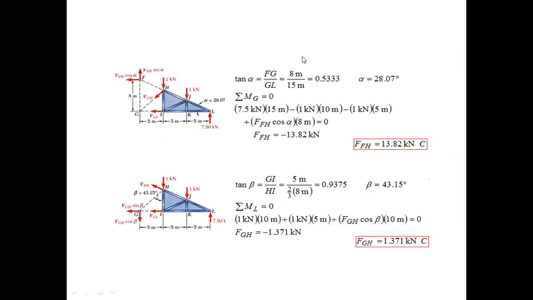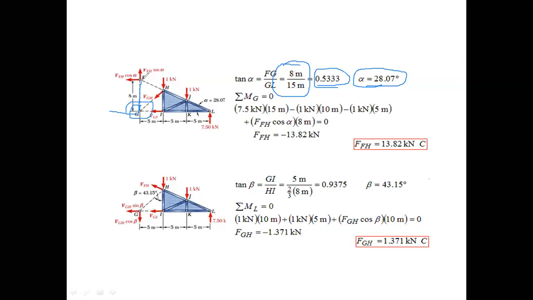Now, see here, if this angle is alpha, then tan alpha is equal to FG divided by GL. So this is 8 meter by 15 meter, or 0.533, and alpha is equal to 28.07 degree. Now taking moment about G.